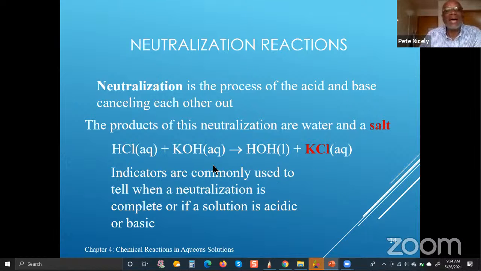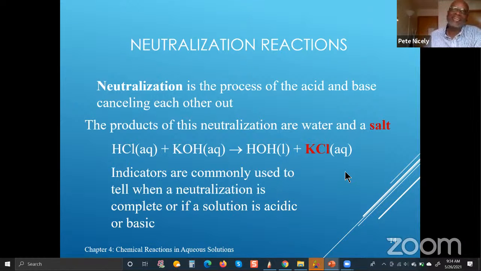Now, in the lab, we typically use indicators when we're doing a reaction of this type, especially analytic type exercises. And the indicator basically is used to determine the point at which you add just enough of one reactant to the other, all right? So let's say you have a certain amount of potassium hydroxide and you continue to add hydrochloric acid. You want to make sure that you add the exact amount of hydrochloric acid that will neutralize the potassium hydroxide. And we use indicators to do this.